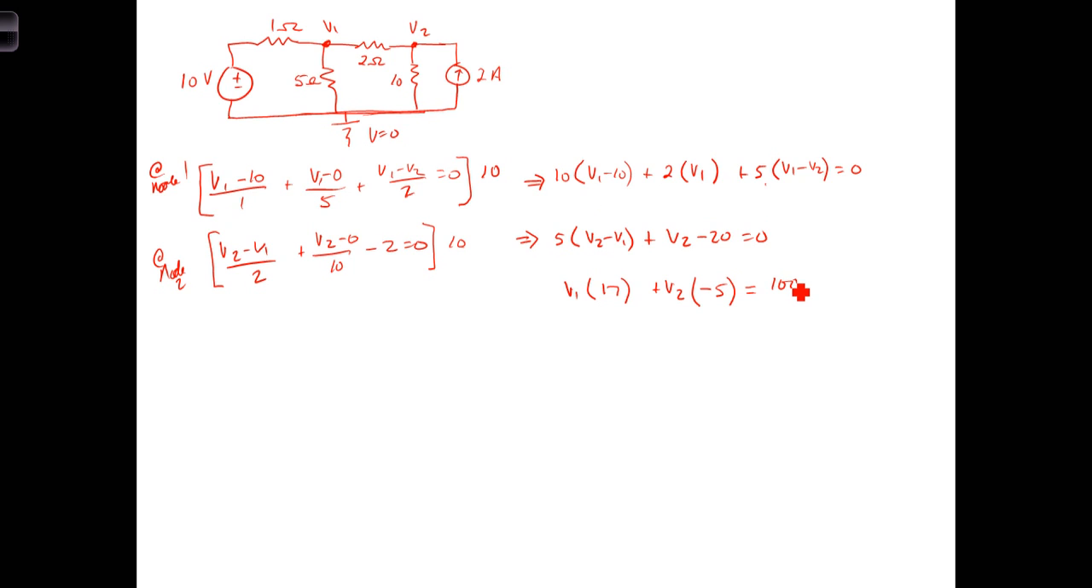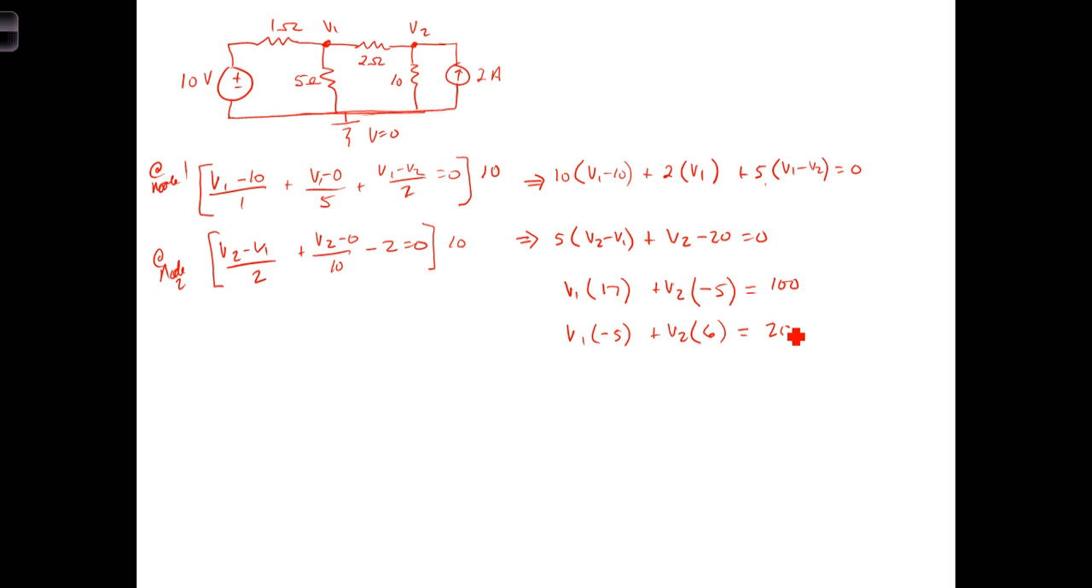And the second equation, gathering terms, I've got V1 here. In this equation, I've got only a minus 5V1, so it'll be a minus 5 there, plus V2 times, I've got 5 plus 1 is 6, and that then equals, I've got a minus 20 here that I bring to the other side as a positive 20.